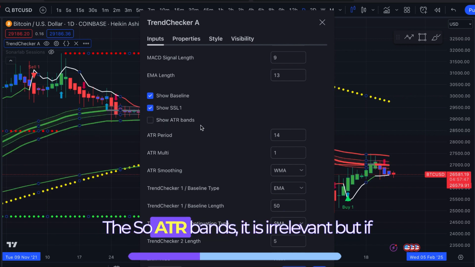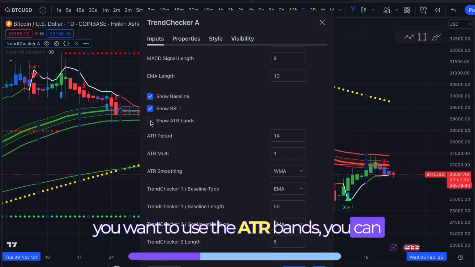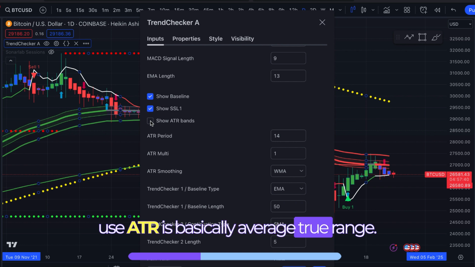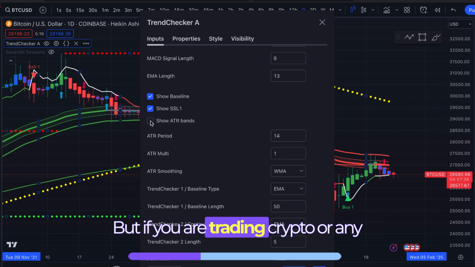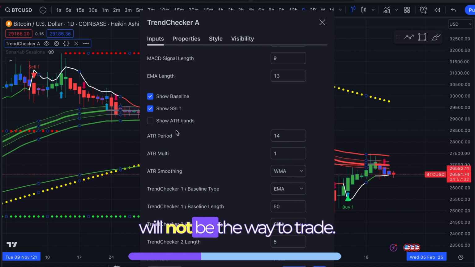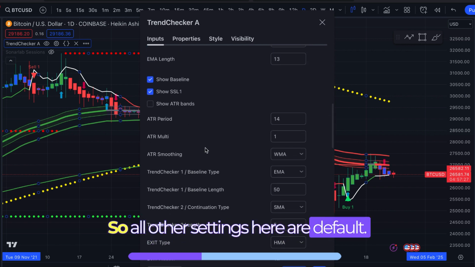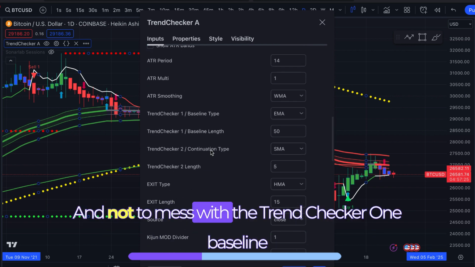The show ATR bands option is irrelevant, but if you want to use the ATR bands, you can. ATR is basically Average True Range, but if you are trading crypto or any asset that has more volatility, ATR bands will not be the way to trade. All other settings here are default and not to be messed with.